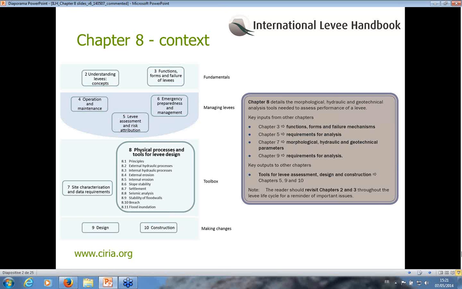For example, after the selection of the levee alignment and geometry, see chapters 7 and 9, failure scenarios are established based on chapters 3 and 5, and representative design situations are defined for all stages of construction and life of the levee, see chapters 9 and 10. Chapter 8 is a toolbox which details the morphological, hydraulic, and geotechnical analysis tools needed to assess the performance of a levee.